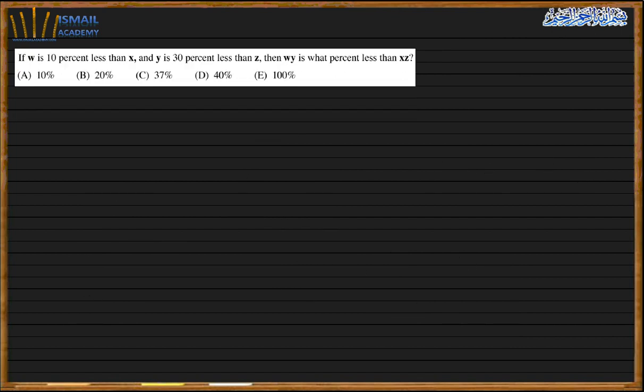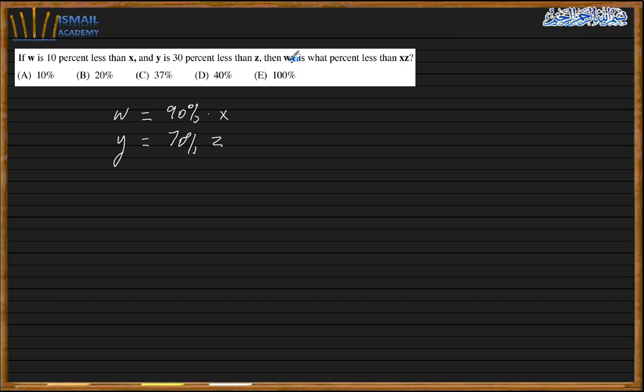Next question. If W is 10% less than X, so we know that W is 10% less than X. That means it is 90% of X. 10% less than X is 90% of X. And Y is 30% less than Z. Y is 30% less than Z, that means it is 70% of Z.